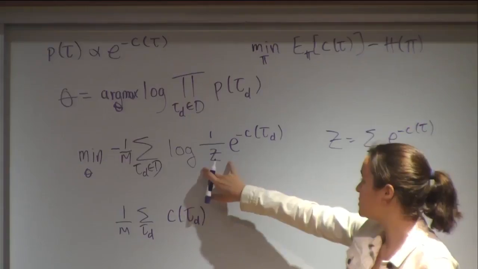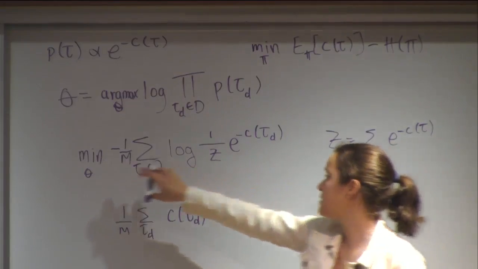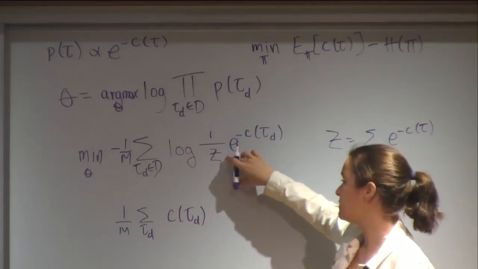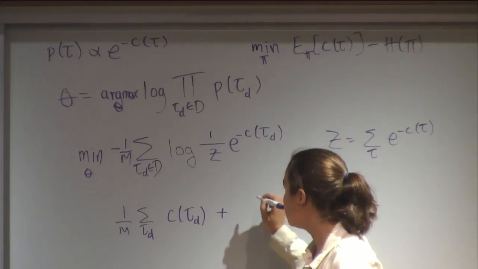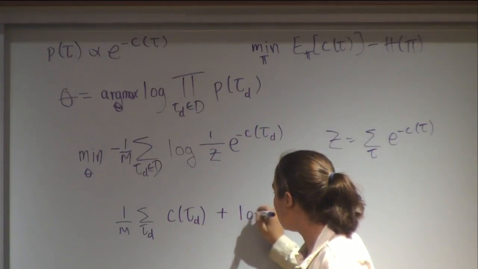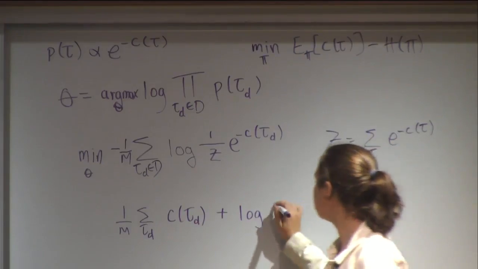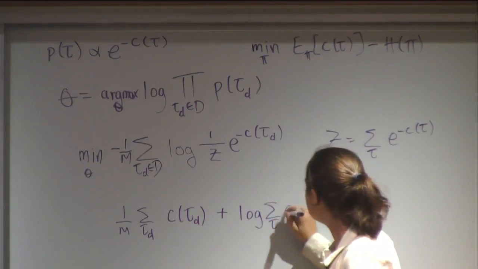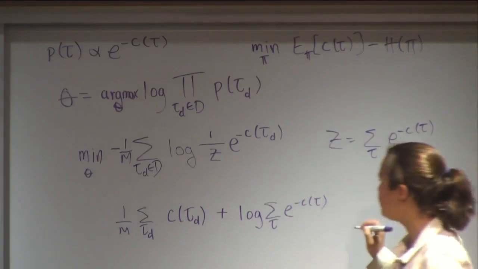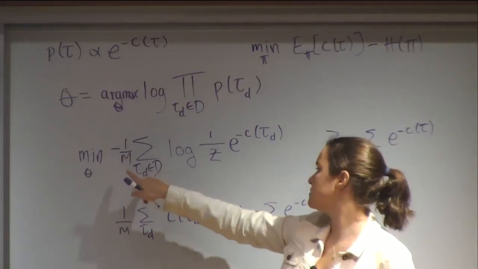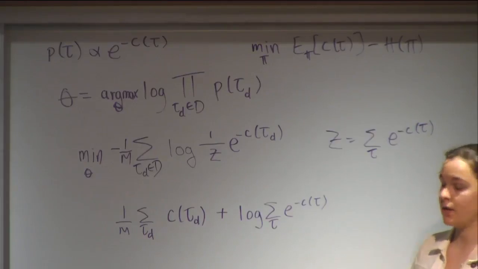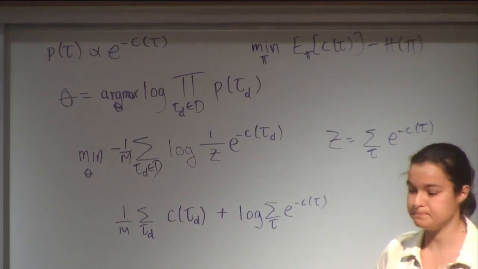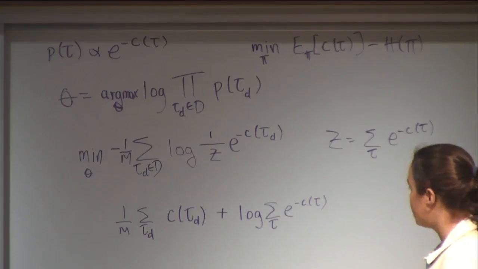And then the second term with z is going to look like, you can take the negative into here, and because this is a z inverse, we can make it z. And so this will be plus log of z, which I'll substitute here, the sum over tau of e to the negative c of tau. And where the 1 over m went, so this is a sum over tau d, and we have a 1 over m, but there's m demonstrations, and so that will cancel out because this doesn't depend on tau d. Okay, so this is our objective.